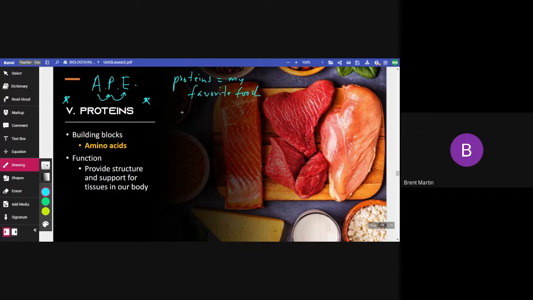All right, now with everything, we need to know their monomers. This is words from the other day, monomers, and then we need to know the polymer, right? Now, the building blocks is obviously going to be something called amino acids. Now, I want you to remember this little three-letter phrase too. That'll help you remember some things. You'll find out later that amino acids combine to form proteins, and then proteins will combine to form enzymes, right? That's what that APE means. Now, the function of a protein is it provides structure and support for tissues in our body.